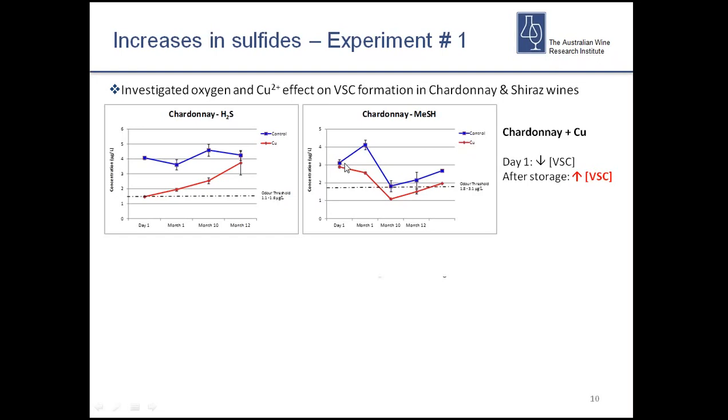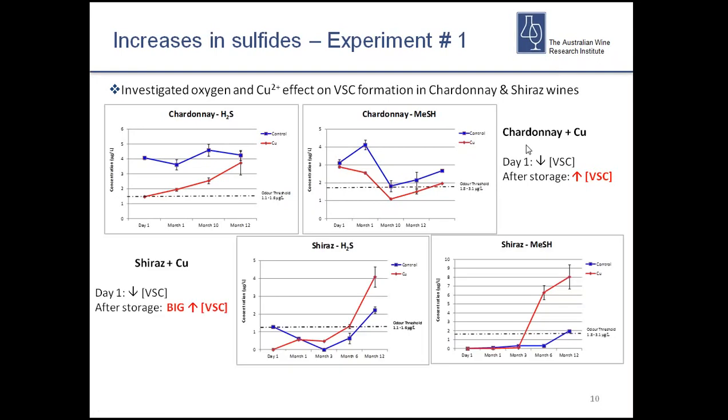For the methane thiol, we didn't see that dramatic decrease initially, even at the high oxygen concentrations. But previously I mentioned that methane thiol is actually a little bit less reactive than hydrogen sulfide, and its reaction with copper takes a bit longer to stabilize. So after about 1 month, we can see there is a big decrease in methane thiol concentration. But then once again, as the oxygen was consumed in the wine, the methane thiol isn't decreasing, but it's actually increasing. But this copper effect wasn't so dramatic in the Chardonnay samples.